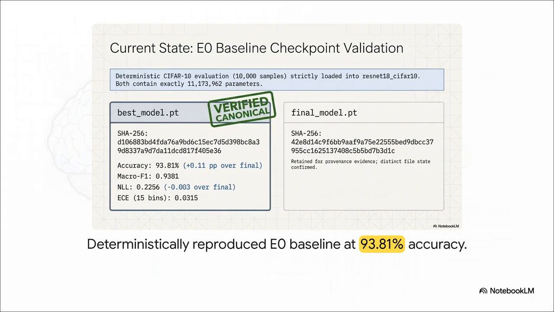Before they even think about attempting any compression, any quantization, or any teacher healing, they had to deterministically reproduce and freeze this canonical E0 baseline. They validated a very specific checkpoint file matching a precise SHA-256 hash at exactly 93.81% accuracy. This serves as the absolute, immovable ground truth that all future compressed models are going to be measured against.